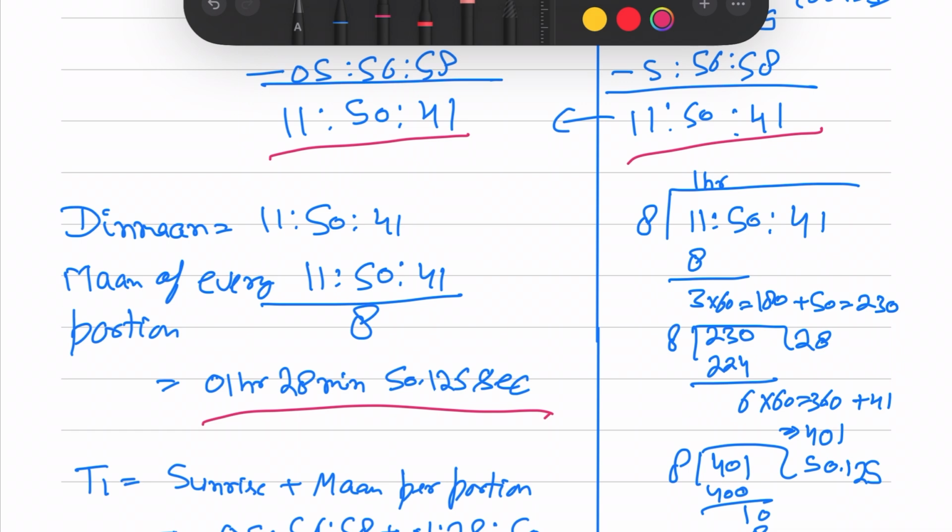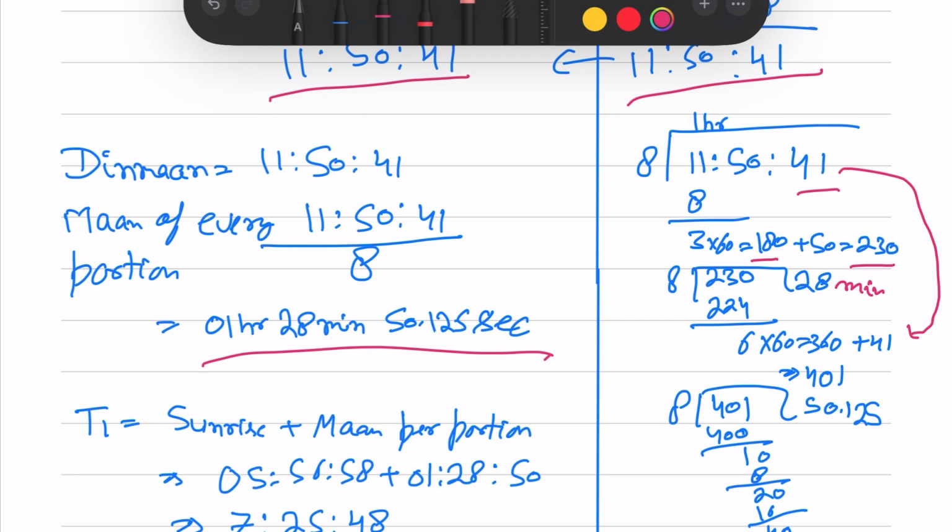Here I have shown how we divide 11 hours 50 minutes 41 seconds by 8. 8 ones are 8, so it is 1 hour. Then 3 is the remainder. Since 3 is less than 8, we multiply it by 60 to reduce it into the lower unit, which is 180 minutes, plus 50 minutes, so we have 230 minutes. Now we divide 230 by 8: 28 times 8 is 224, so this is 28 minutes. Now 6 is remaining. Since 6 is less than 8, we convert it into the lower unit: 6 times 60 is 360, plus 41 from here, so it is 401. Now we divide 401 by 8: 50 times 8 is 400.